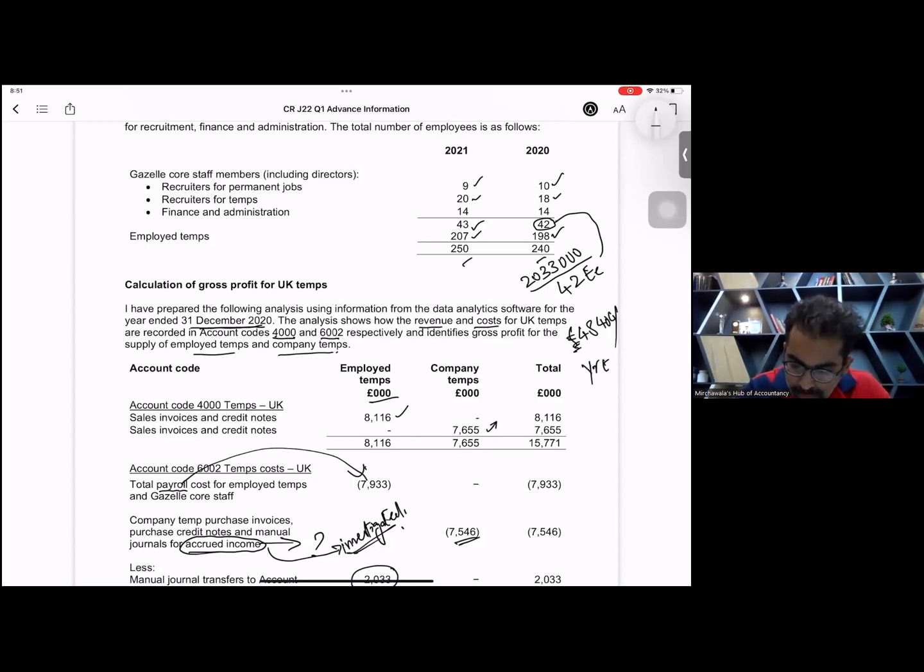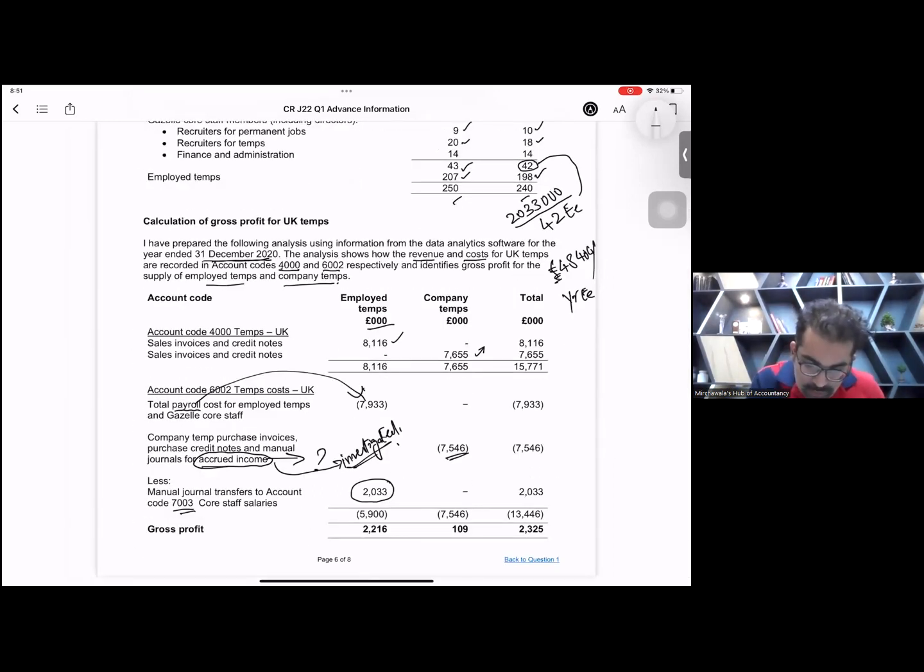This is the salary for our core staff. Core staff means our own employees. We have many temporary employees as well, but they are not routine employees. We have routine employees: last year 42 and this year 43. So the manual journal transfer to account code 7003 is 2,033,000, and this is last year's data. If you put this in the numerator and divide it by 42 employees, you will get 48,404. Please have a look.